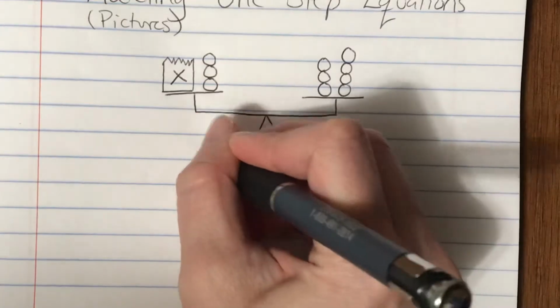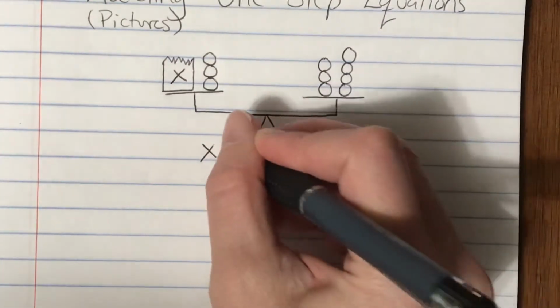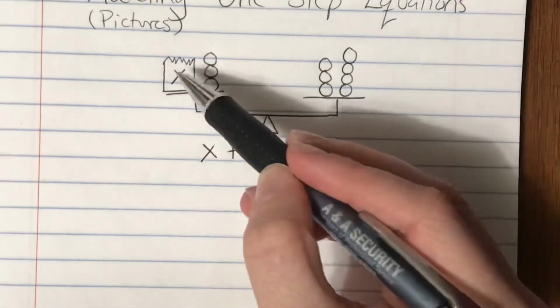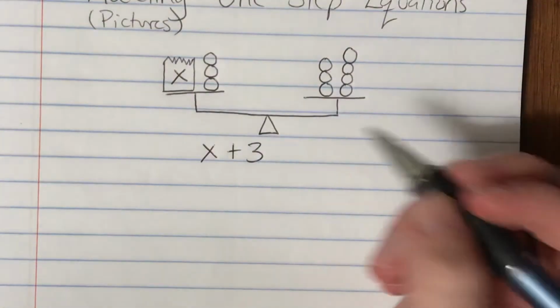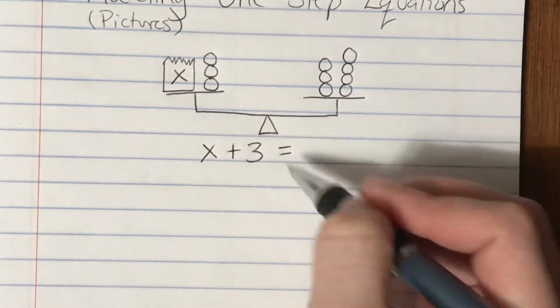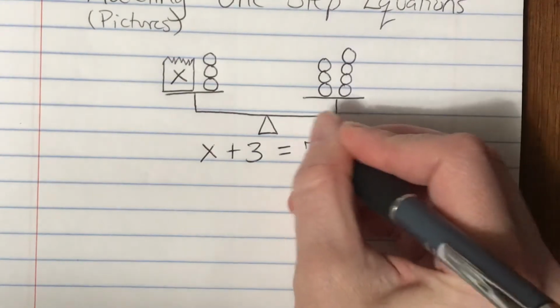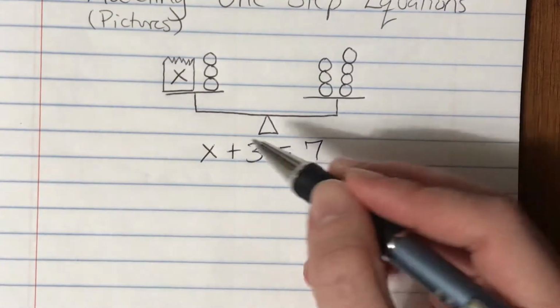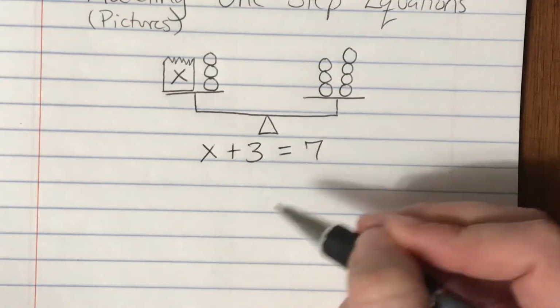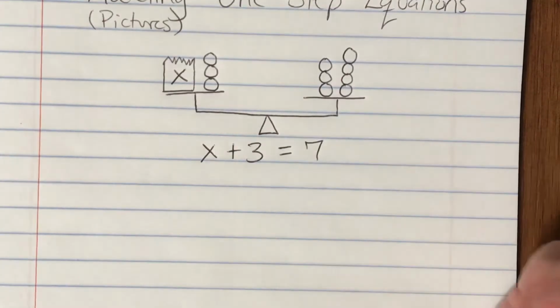So I've got an X on this side, and I am adding 3 apples to it, right? This is X. This side represents X plus 3, and it's balanced with, or equal to, the other side. So when you go to the other side, it's equal to, and on this side, it's 7. So one way I could represent this picture is with an equation: some number plus 3 equals 7.